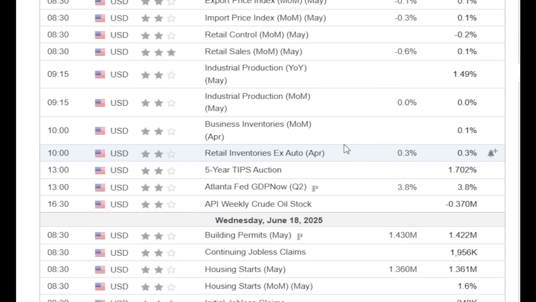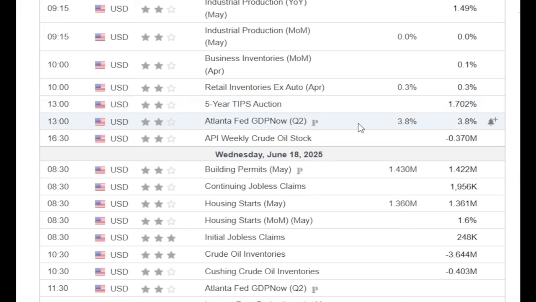Business inventories and retail inventories, for the most part, businesses have been holding it pretty fine with keeping their inventory in check with the tariffs. They haven't been needing to keep too low of an inventory or too high of an inventory. So not really expecting a whole lot from that. The TIPS auctions, really not important. That's just kind of a hedge to the actual auction or to the actual treasuries themselves.